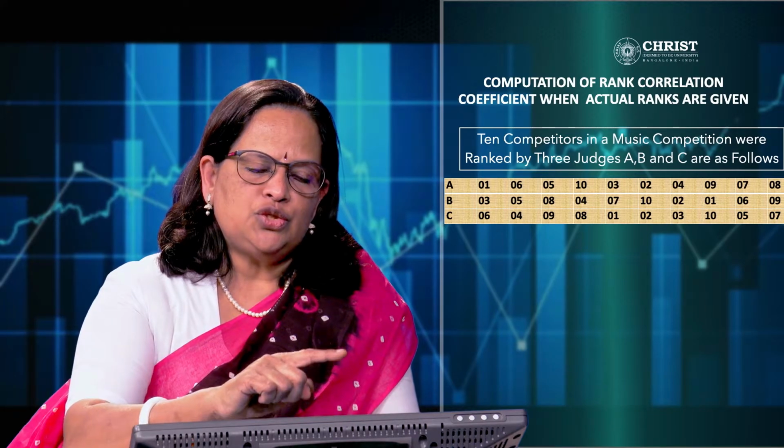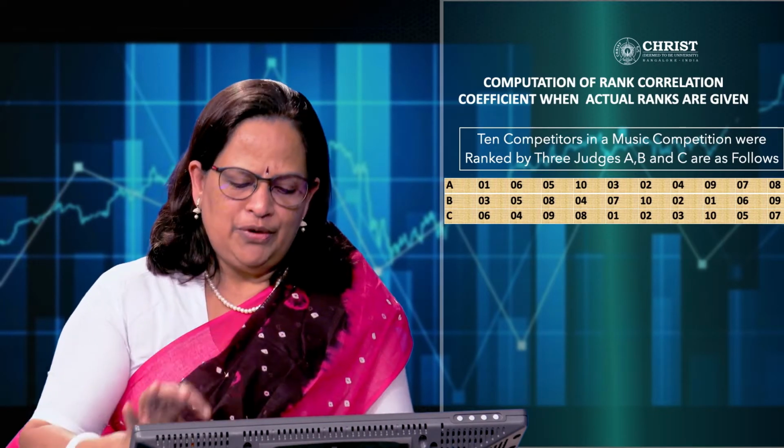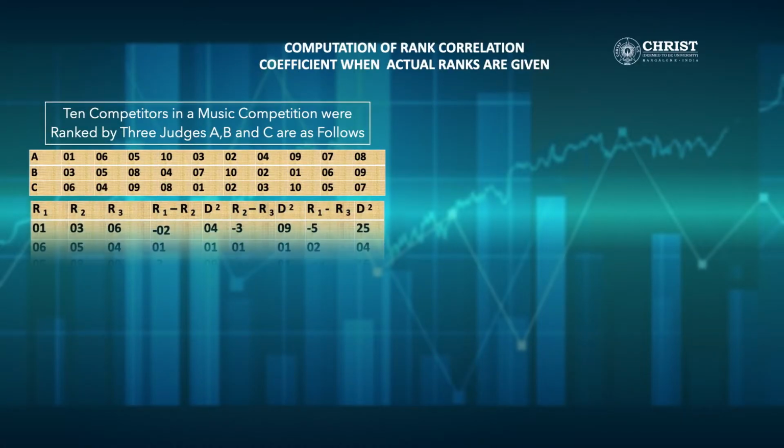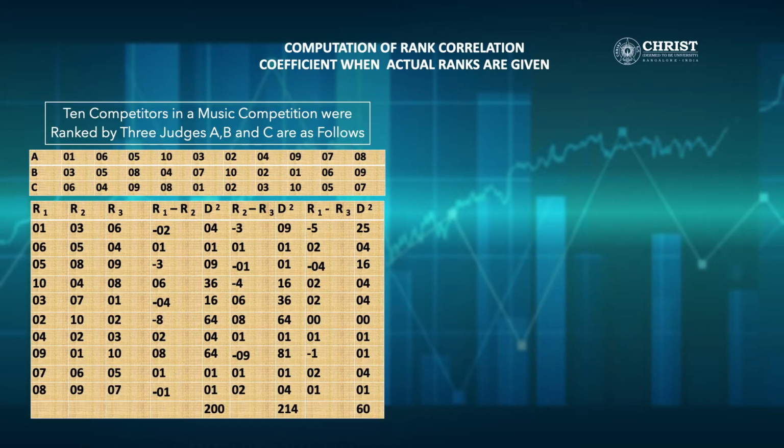So we have to find the rank correlation between R1 and R2, R2 and R3 and R1 and R3. So three computations are there. Now we have to see the computation. As I told you, computation is very simple. R1 values are there, R2 values are there and R3 values are there.